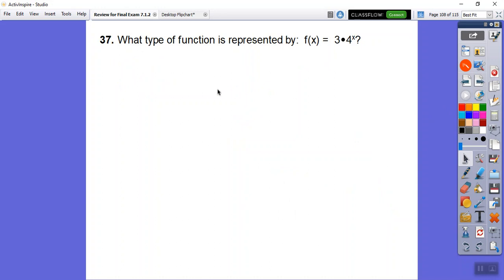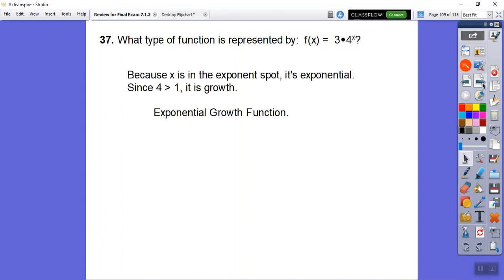So what type of function is represented here? This one's exponential because x is in the exponent, and since this is greater than 1, it's exponential growth. If this was less than 1, like a half or a third or a fifth, this would be exponential decay. But it's definitely exponential because x is in the exponent. So exponential growth function because 4 is greater than 1. Okay, the 3 could be anything.